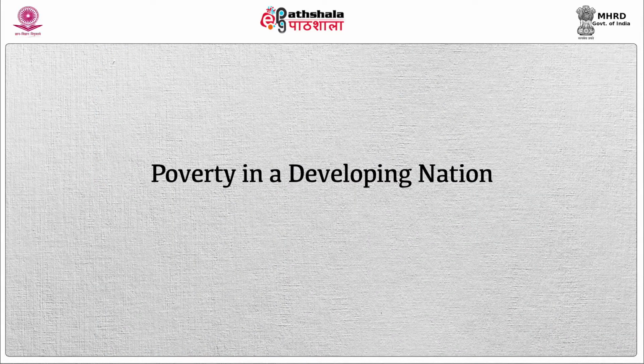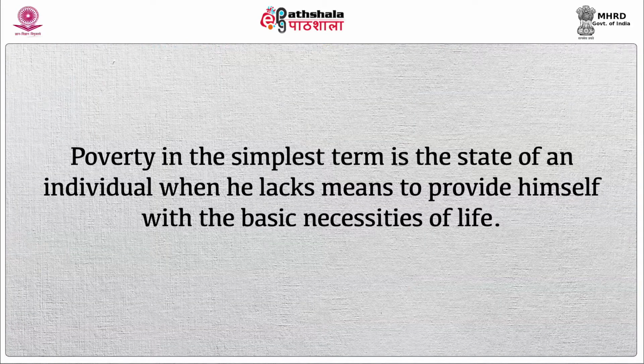Poverty in a developing nation. We are all acquainted with the term poverty. Much has been said and interpreted about it, but a concrete idea of this condition is required for understanding the relevance and related challenges of the development policies. Poverty in the simplest term is the state of an individual when he lacks means to provide himself with the basic necessities of life.